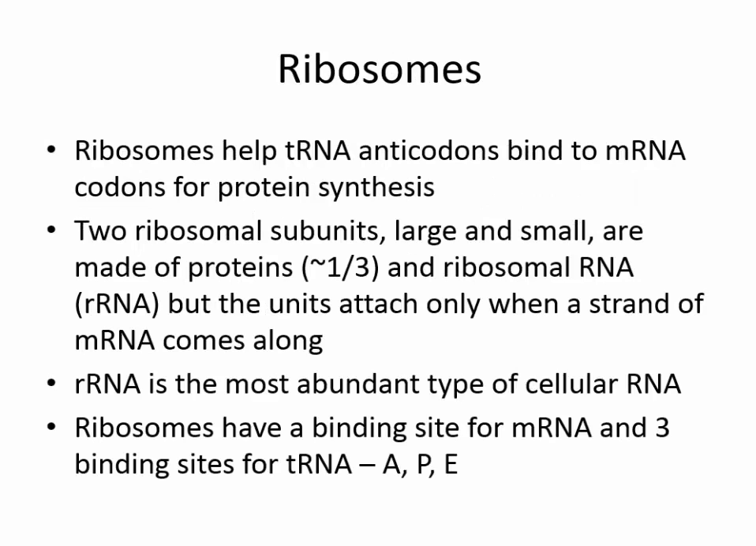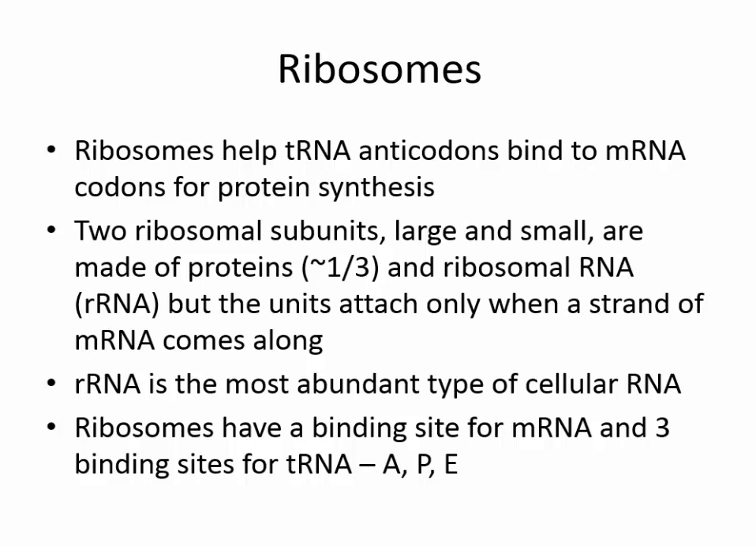Ribosomes help transfer RNA anticodons bind to messenger RNA codons for protein synthesis. There are two ribosomal units, large and small. They're made out of proteins, about a third of the ribosome, and ribosomal RNA, but the units attach only when a strand of messenger RNA comes along. Ribosomal RNA is the most abundant type of cellular RNA.